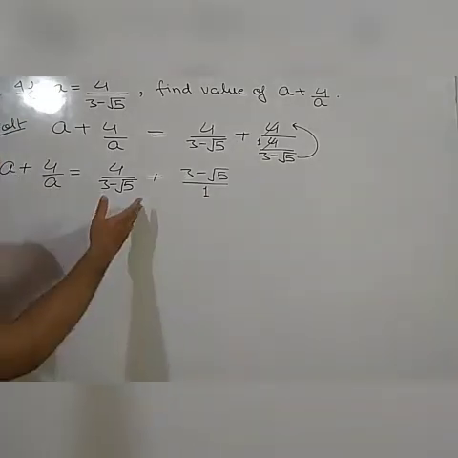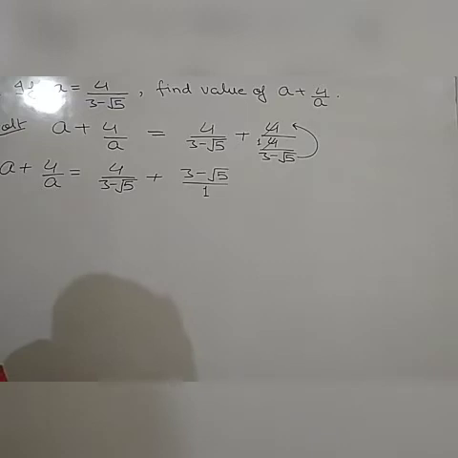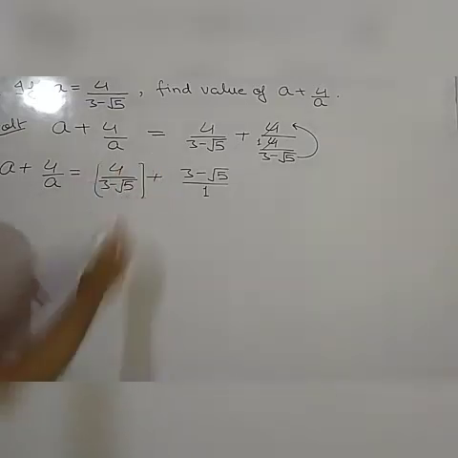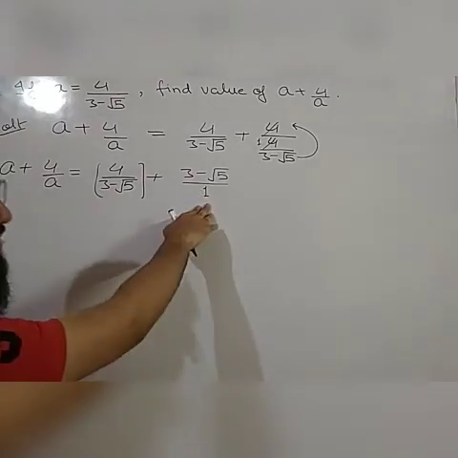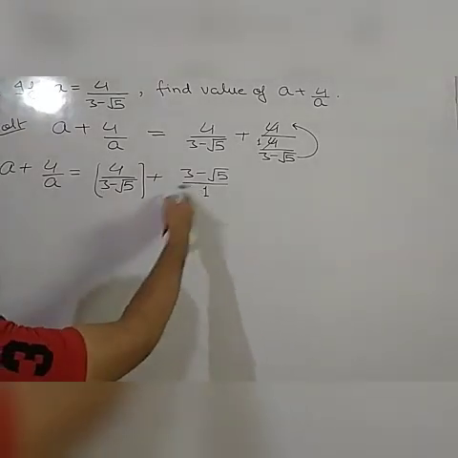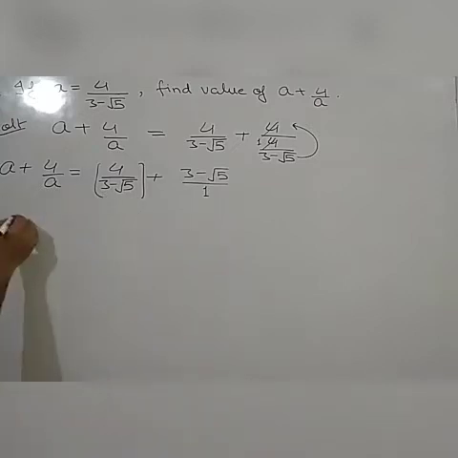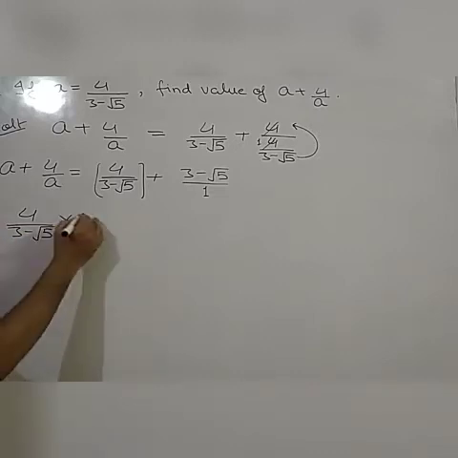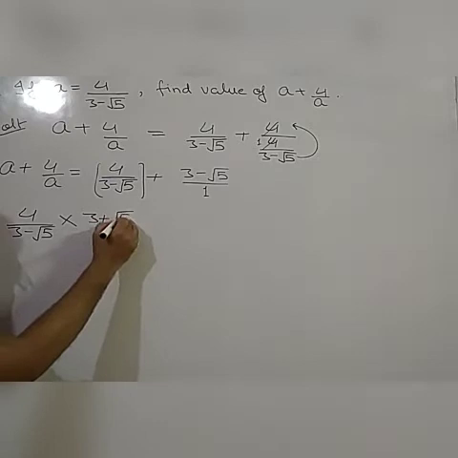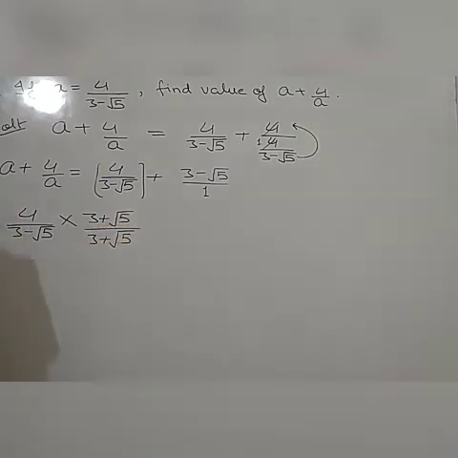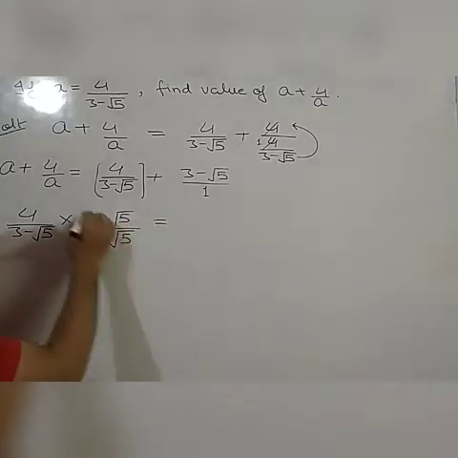Now it is the same question which we have solved earlier. You can solve it very well. So first we will rationalize this first term and the second term is already rationalized. So we need not solve this second term. We have to rationalize only the first term. So let us solve our first term, 4 upon (3 minus root 5). So multiplying it by the rationalization fraction, that will be (3 plus root 5) upon (3 plus root 5). So what we will get?